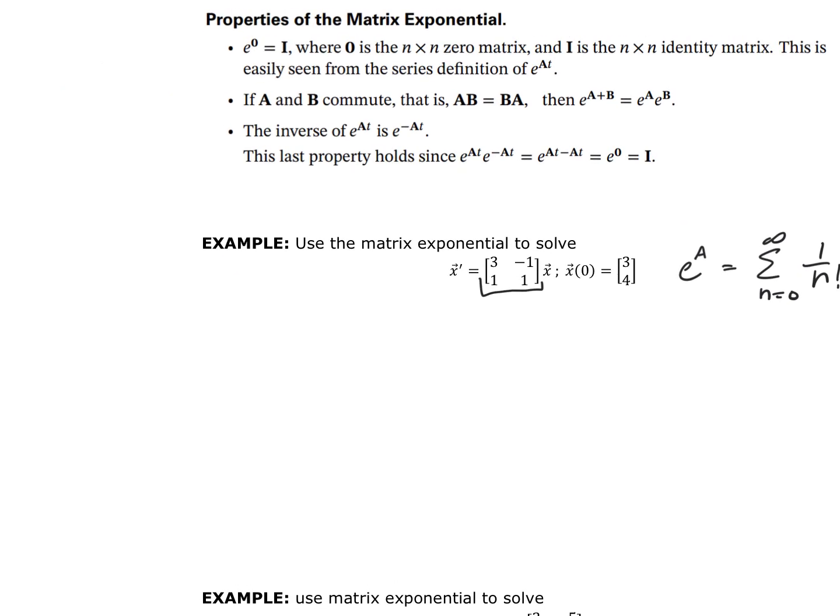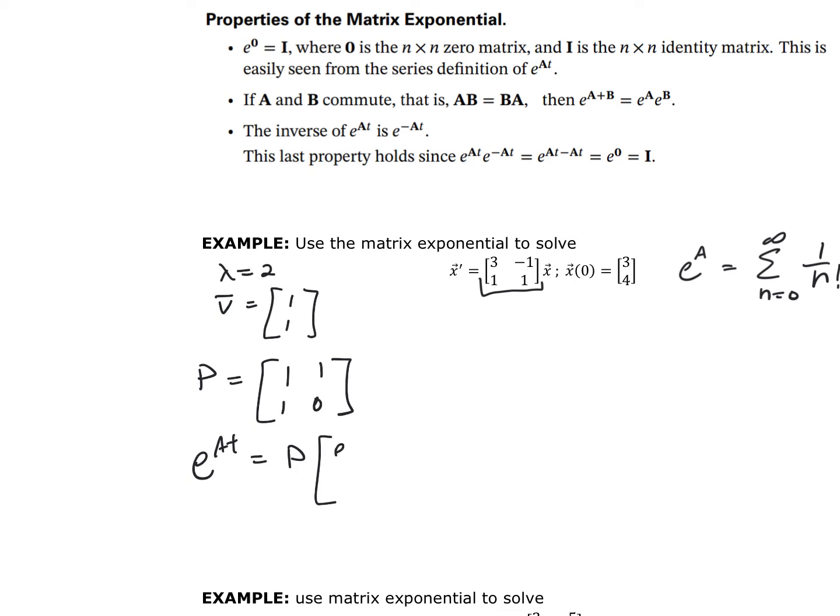The first thing we're going to do, of course, is find the characteristic polynomial, and I end up with lambda being 2. My eigenvector associated to that is going to be my v, which is 1, 1. For my P matrix, I'm going to put in 1, 1, and then I just need a second vector that is linearly independent, so a good vector would be 1, 0. And we know from what we just did that e to the at is going to be equal to P, and then we have our matrix that goes here, which we know is going to be e to the 2t, because that's my lambda, te to the 2t, 0, and e to the 2t, multiplied by P inverse.